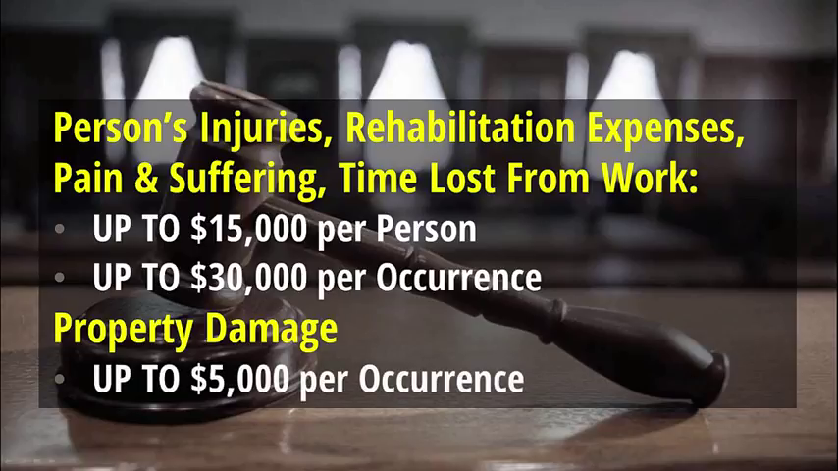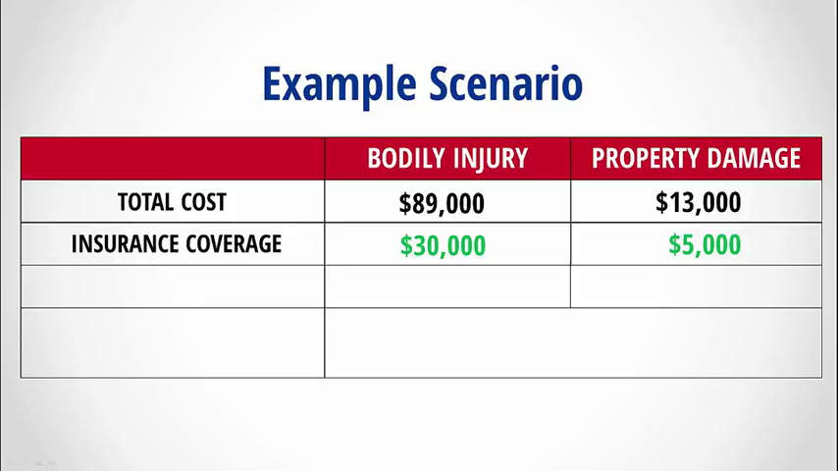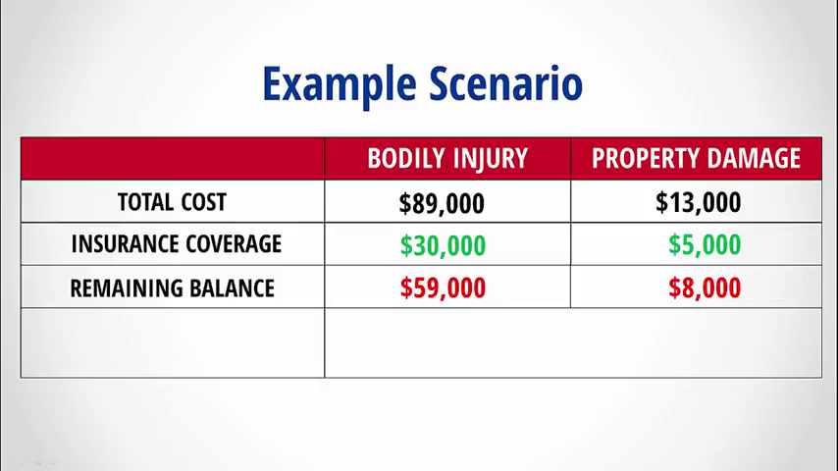So now let's take a look at how your coverage would apply. There are 4 people injured, and the cost to cover their injuries totaled $89,000, and the damage to their vehicle was $13,000. So in reviewing your coverage amounts, you'll see that your policy would pay $30,000 for all injuries, and $5,000 for the property damage. So where does the remaining $59,000 for bodily injury and $8,000 for property damage come from?